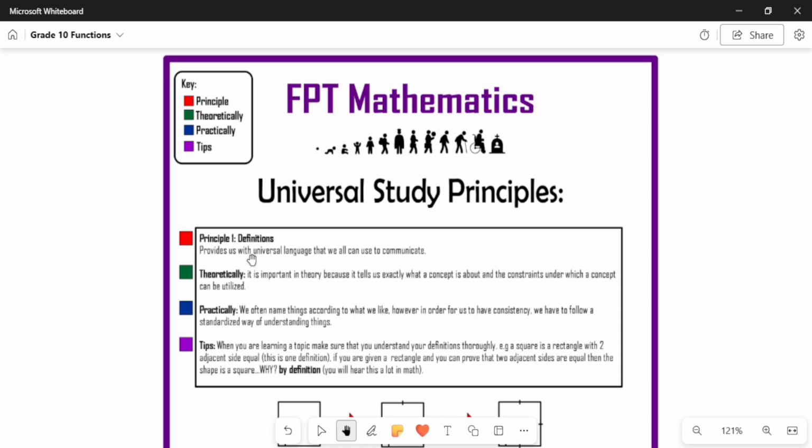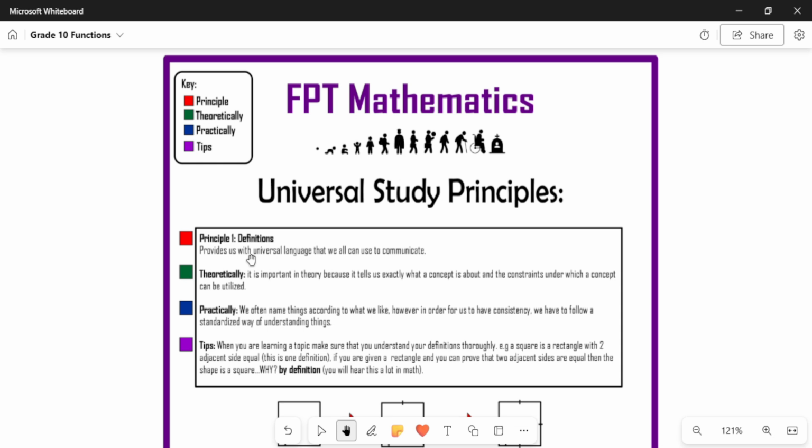Right, so principle one, definitions. It provides us with a universal language that we can all use to communicate. What does this mean theoretically? So theoretically, why are definitions important? It is important in theory because it tells us what a concept is about, but more importantly, the constraints under which a concept can be utilized.